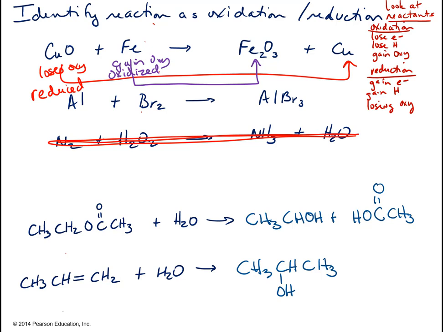All right. What about Al plus Br2 makes AlBr3? It is a synthesis, right? But in terms of oxidation reduction, which one of these gets oxidized? Why? So what do you have to recognize with this one?